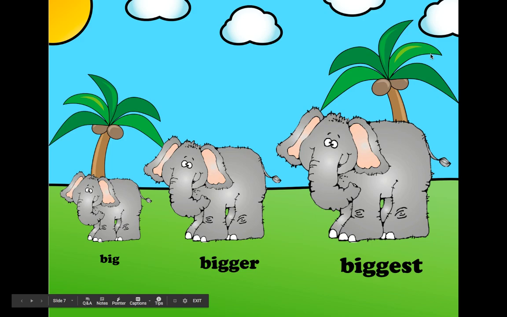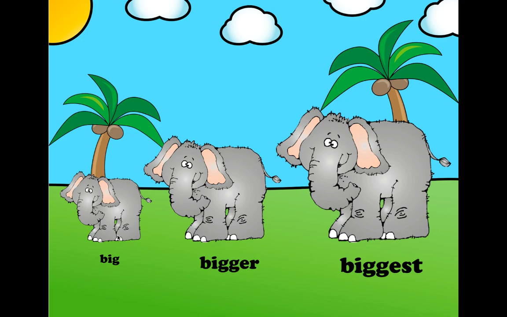Hello, friends. In last time's lesson, we talked about comparing words and how we use the special endings er and est to compare things. Do you remember our elephants? This elephant is big, but this elephant is bigger. And this elephant is biggest.